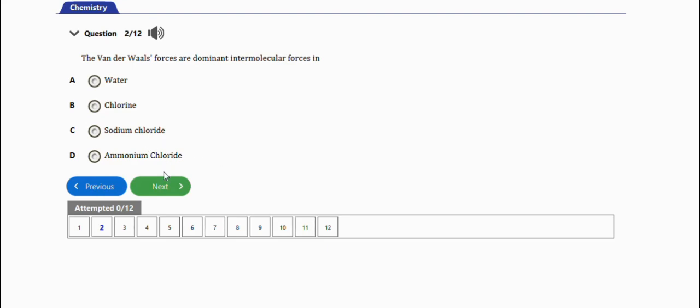Okay, the next repeated question will be this one. It says which of the following bond types is responsible for the high boiling point of water? So this is obvious. The right answer is option C, which is hydrogen bond. Very important, guys. Take note of this question.